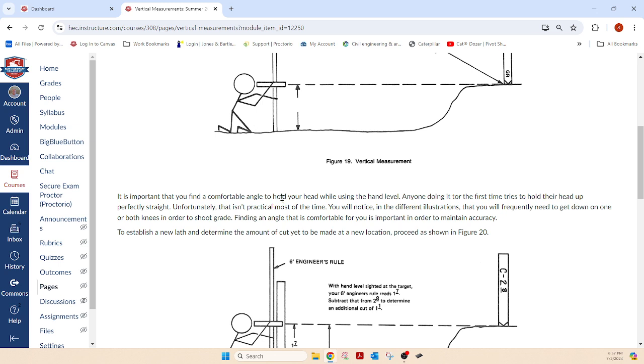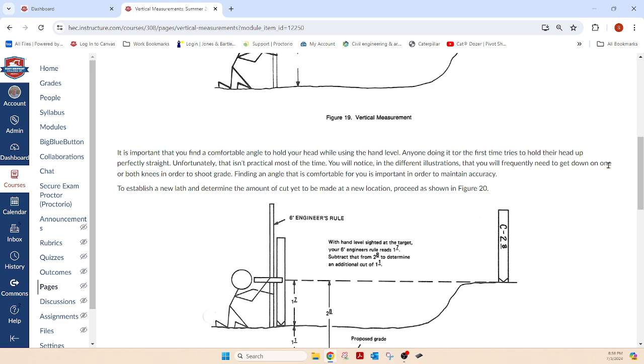It's important that you find a comfortable angle to hold your head while shooting. And we looked at that, kneeling down on one knee and then kind of bending over. That's the best way to do it. Anyone doing it for the first time tries to hold their head up perfectly straight. Unfortunately, that isn't practical most of the time. You'll notice in different illustrations that you will frequently need to get down on one knee or maybe both knees in order to shoot grade. When you get my age, being a grade checker gets pretty hard because there's a lot of getting down and getting up. But you got to find an angle that's comfortable so you can get an accurate reading.